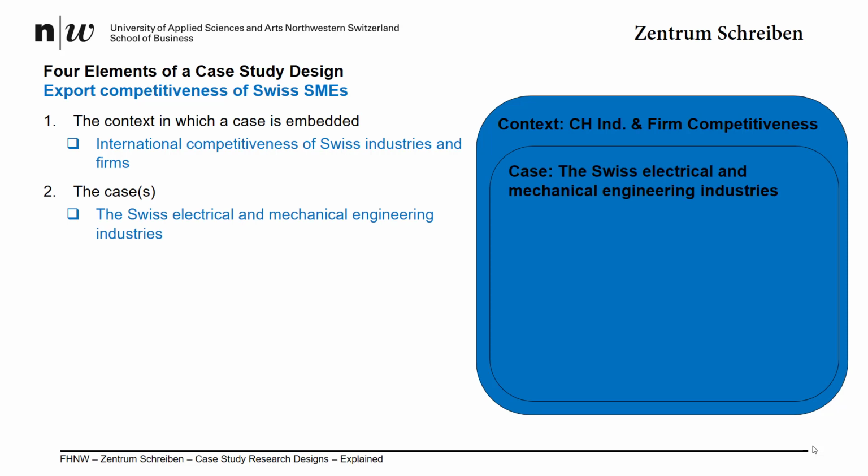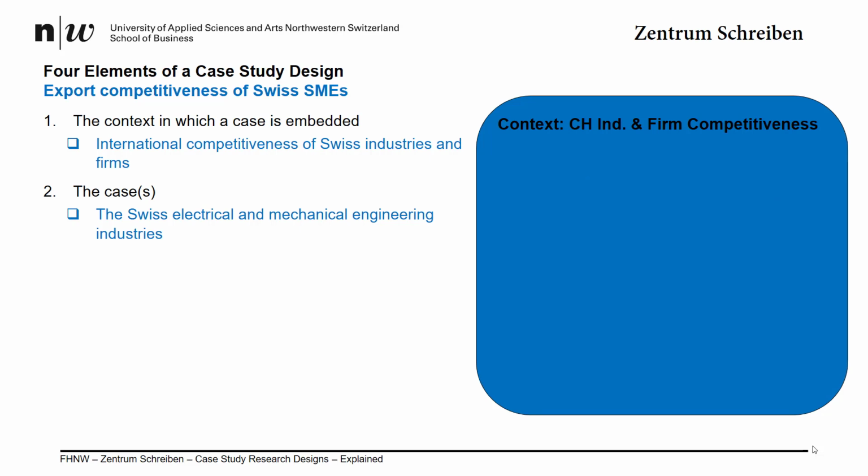The second element of a case study research design is the case or the cases. In our example, we might choose to have a single case study design, in which case we would use, for example, the Swiss electrical and mechanical engineering industries as our case, and study this industry holistically to understand how it derives its international competitiveness. But we may also prefer to have a multiple case study design.